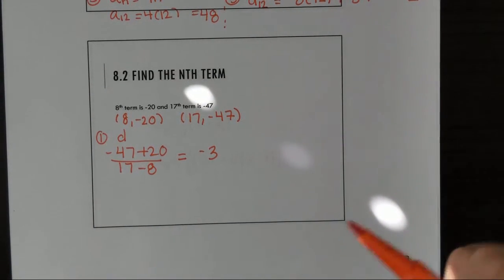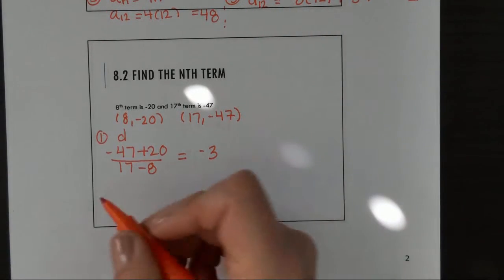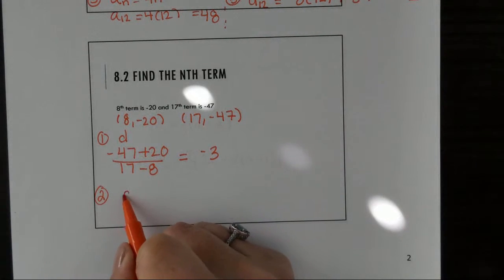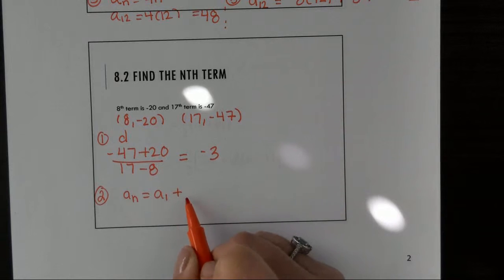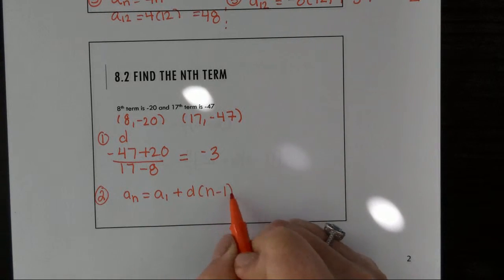Okay. Now, what we're about to do is a little bit different from the previous example. We don't know what our first term is in the formula a sub n equals a sub 1 plus d times n minus 1.